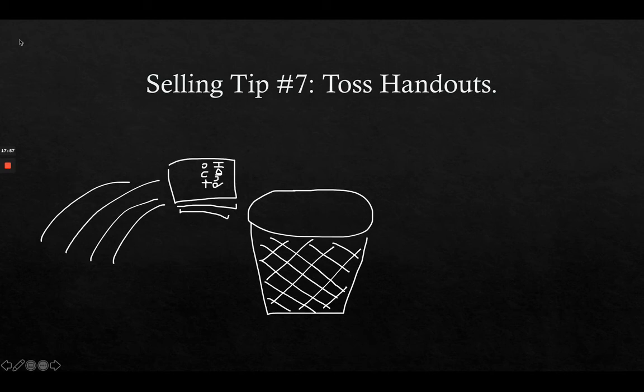Selling tip number 7. Toss handouts. Instead of giving handout sheets to the decision makers or teammates, toss them out, as they'll just skim through them instead of turning the pages in sync with your presentation, and look only for the project costs.